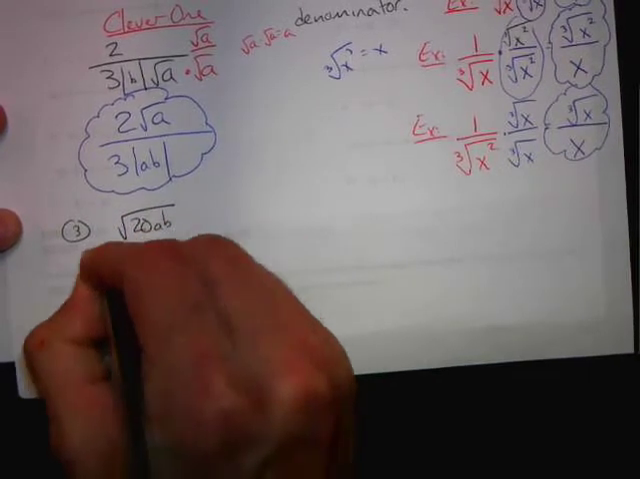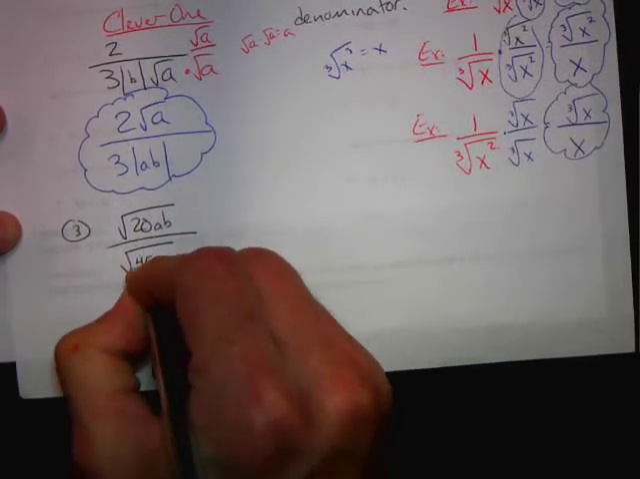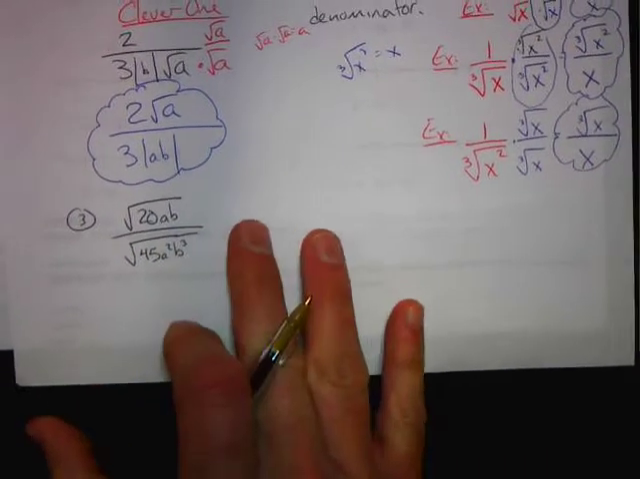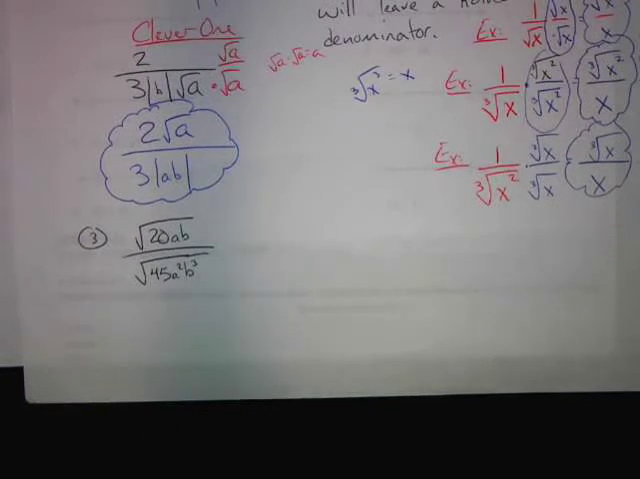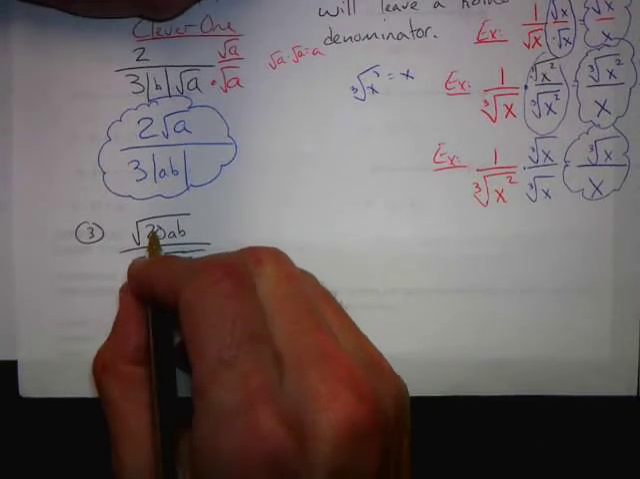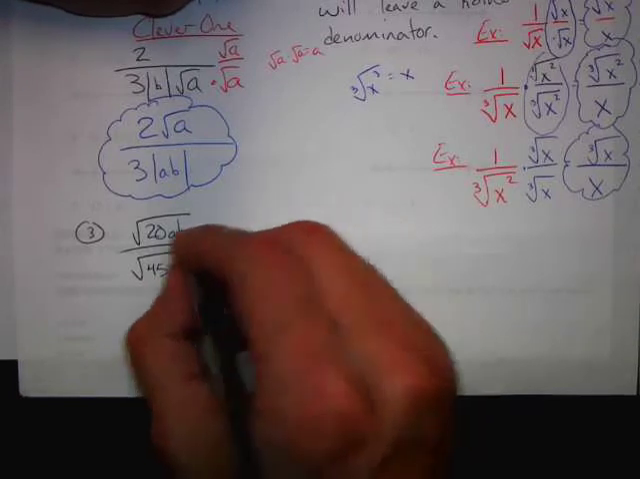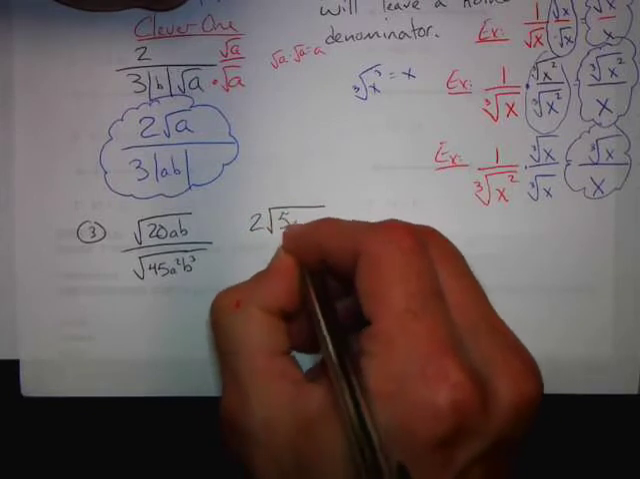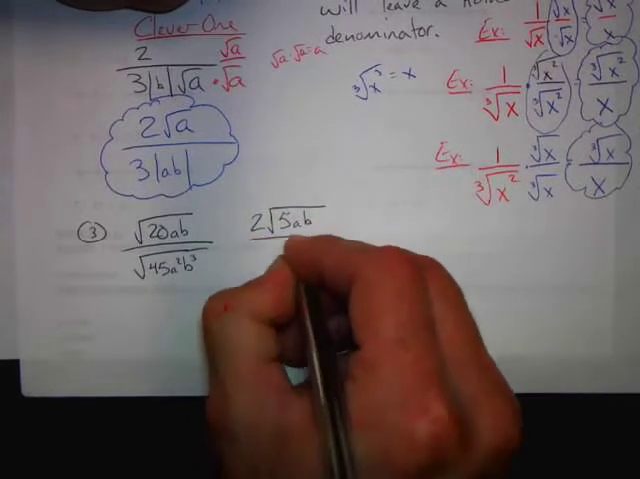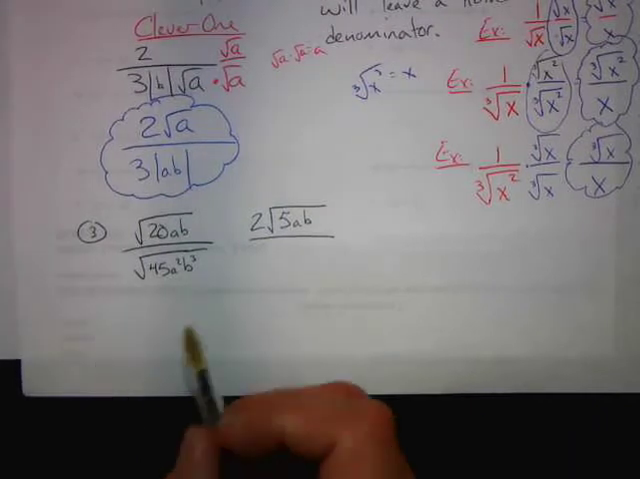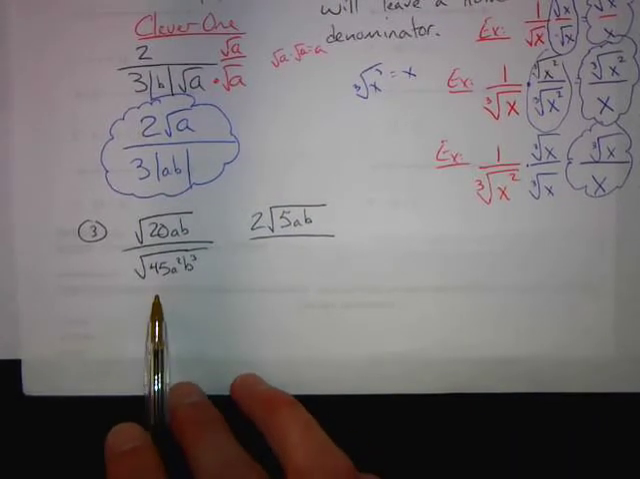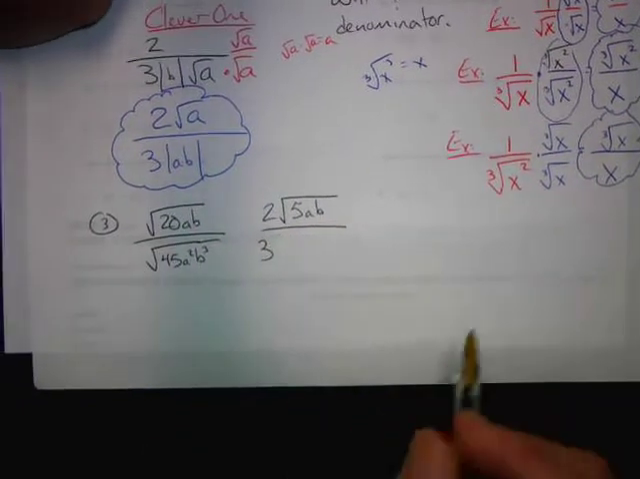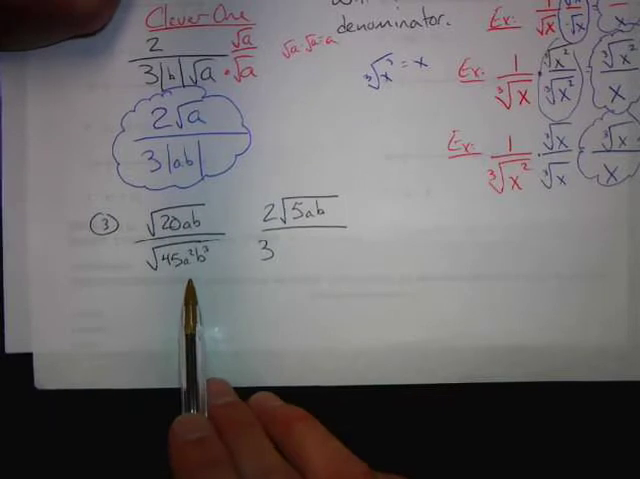So we have 20ab over the square root of 45a squared b cubed, and we can simplify the numerator. 20ab. If we're going to simplify the numerator, isn't 20 4 times 5? Isn't the square root of 4 2? So this would give us 2 times the square root of 5ab, all over this. Isn't 45 9 times 5? And isn't the square root of 9 3? And now inside the radical we'd have 5.